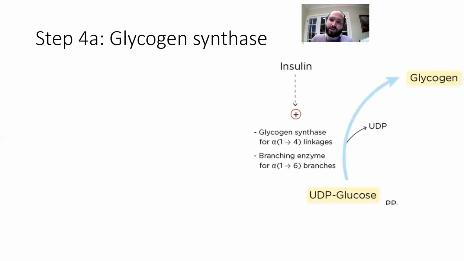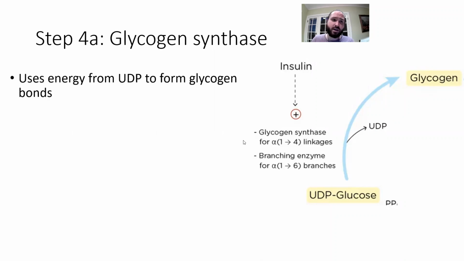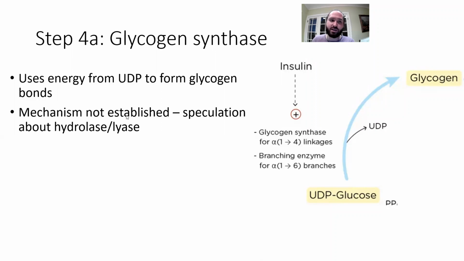And now the big players here. We are finally making our glycogen. We've set up all these steps in order to make this step really easy for glycogen synthase, because it's a busy enzyme. It's got a lot to do. We use energy in this step from UDP to form glycogen bonds, to form glycosidic linkages. You can see here's our insulin, which is stimulating this process. Now, the mechanism for this has not been established. There's speculation about whether it's a hydrolase, a lyase, so the class of enzyme is not going to be important here. Like we were saying earlier, the body doesn't care what kind of enzyme this is as long as it gets the job done.